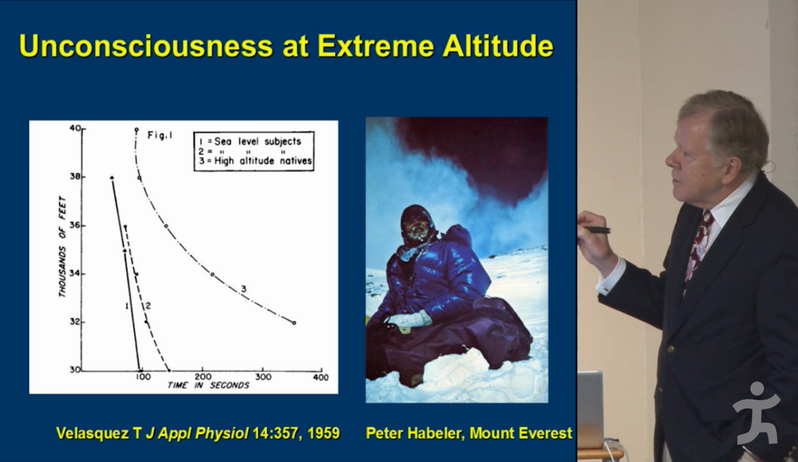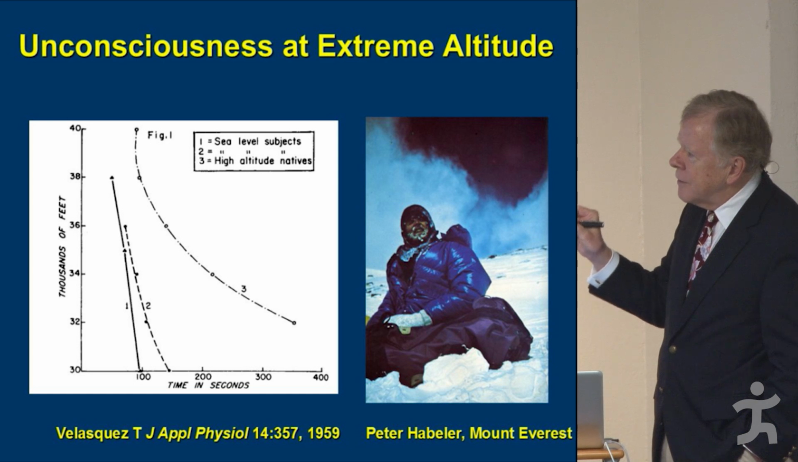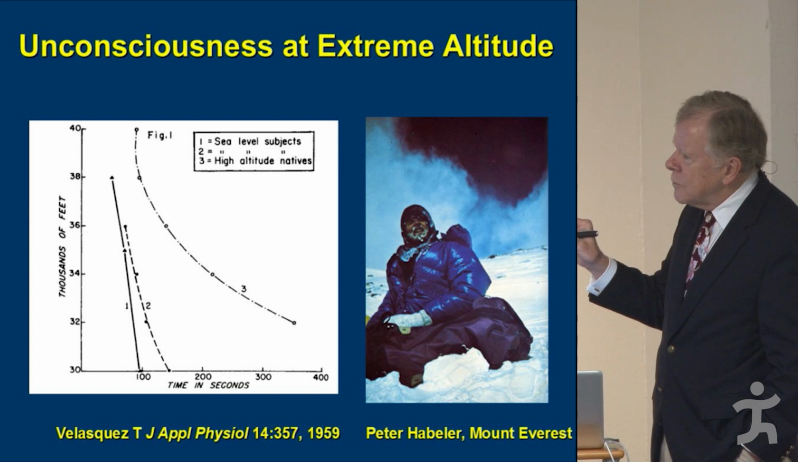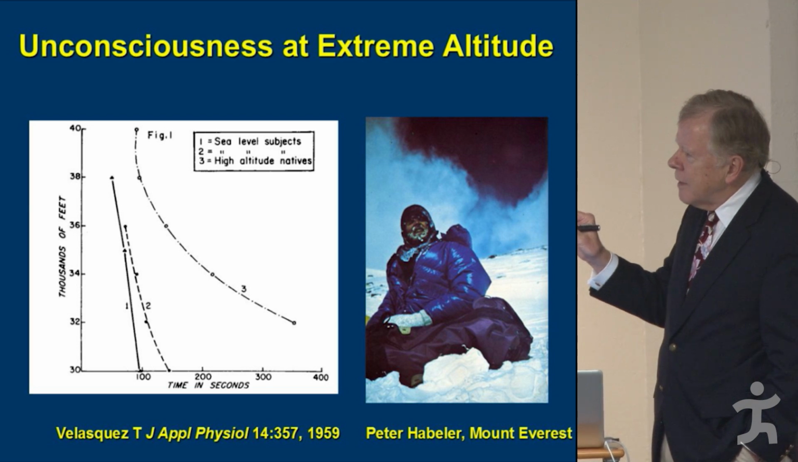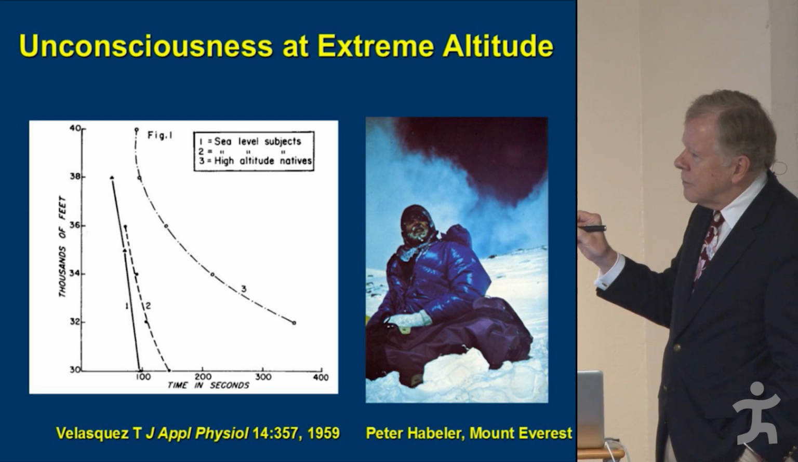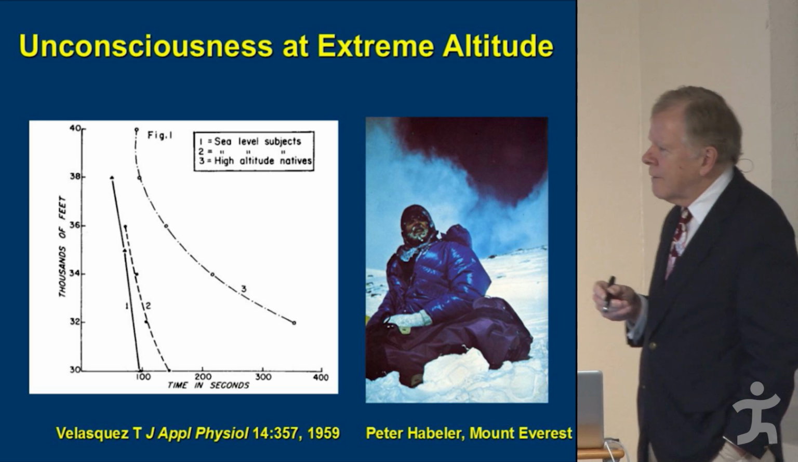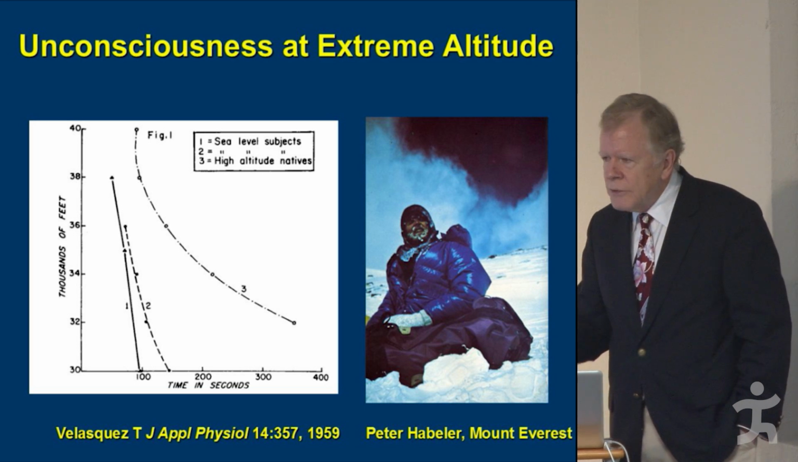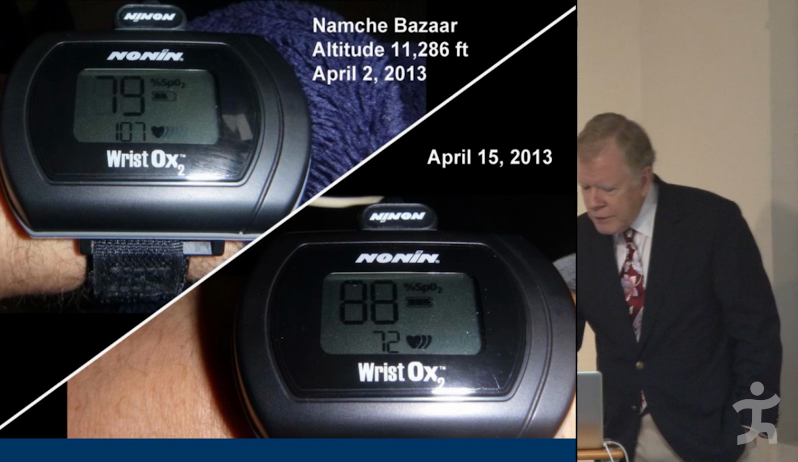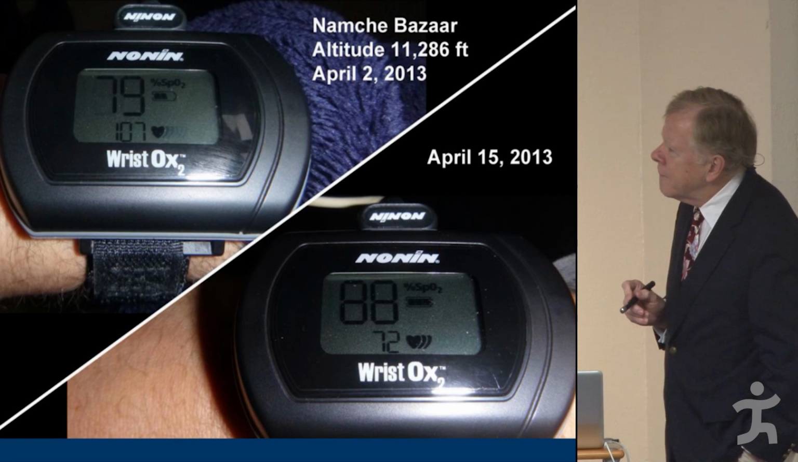And this is a plot of three people. This is thousands of feet. So here's 30, 32, 34, 36,000 feet. And this is what's called time of useful consciousness. So at 30,000 feet, for example, these two guys had useful consciousness of 100 and 150 seconds, respectively, whereas this guy, who lived at high altitude, probably could have lasted forever without losing consciousness at all. So there are adaptive mechanisms which we really don't understand very well. But partly, it's shown here.